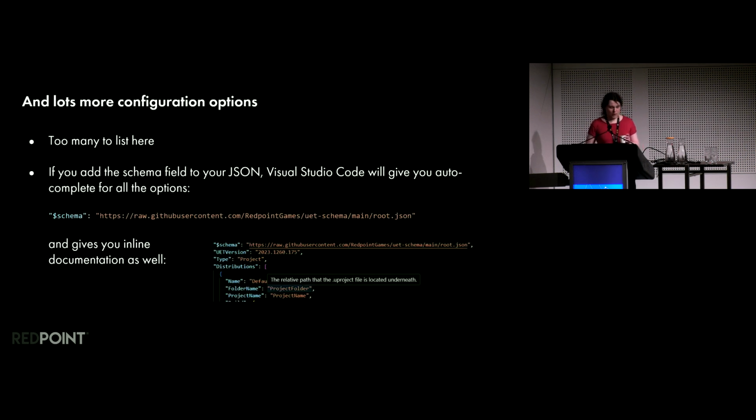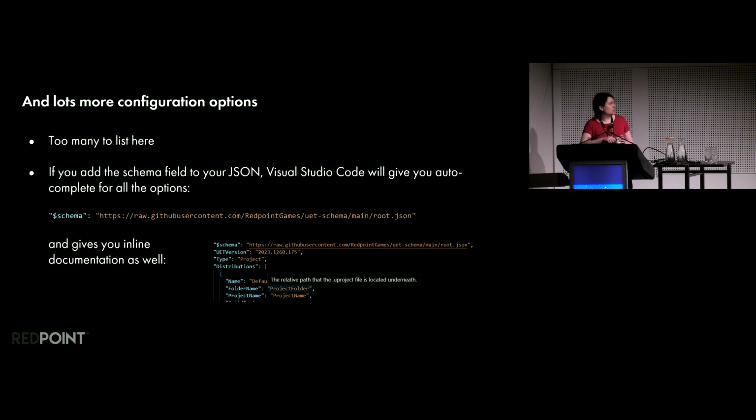And there's way more configuration options than that. Too many to list here. But if you add the schema field to the top of your JSON file, then Visual Studio Code will autocomplete everything for you and give you all of the documentation inline so you can see all the options that are available for buildconfig.json. And this is also automatically updated as well.